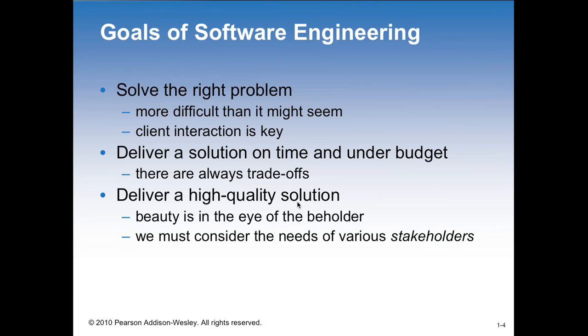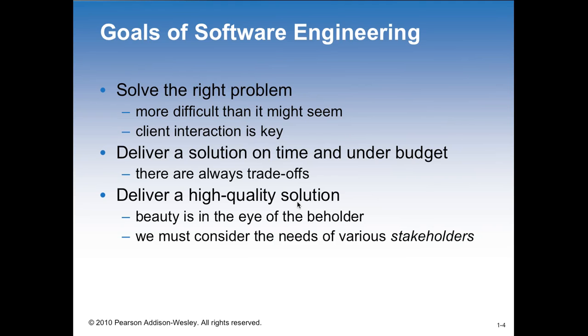Client interaction is key, finding out from the client. This is kind of all these software engineering books and concepts; chapter 1 always has an overlap between basic software engineering concepts. So I'm going to skip through some of the stuff that you already know. Delivering a solution on time, under budget, yeah, right. There are always some trade-offs. Delivery of a high-quality solution: beauty is in the eye of the beholder. Some people like spaghetti code. I don't know of anyone who would really admit that in public, though. They might like to eat spaghetti, but they might not like to write spaghetti code.